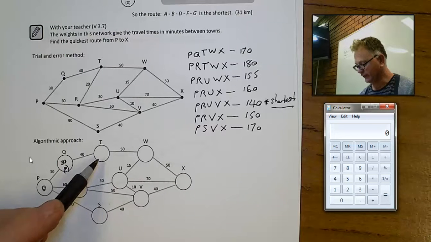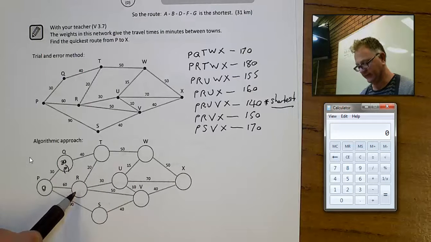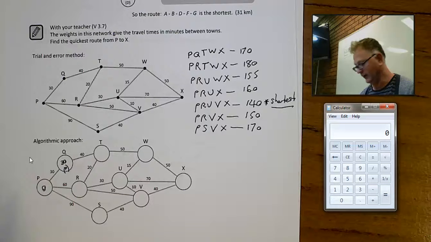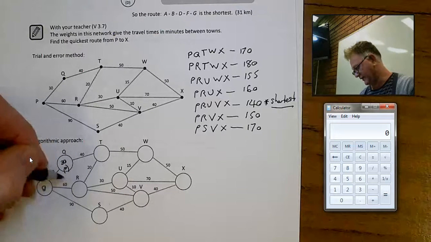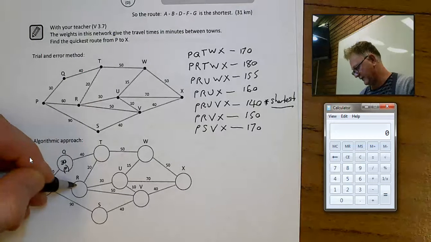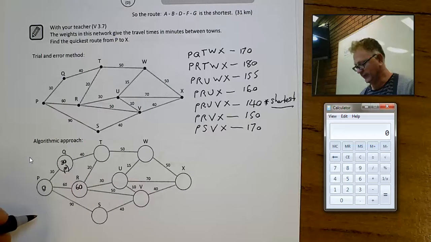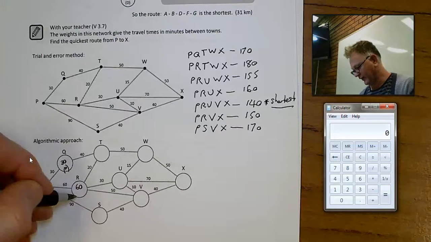Now I can't fill this one in for T yet because I need to know this. How long does it take to get to R by the shortest route? Well, I can get there directly. It will take 60 minutes to get there straight from P.